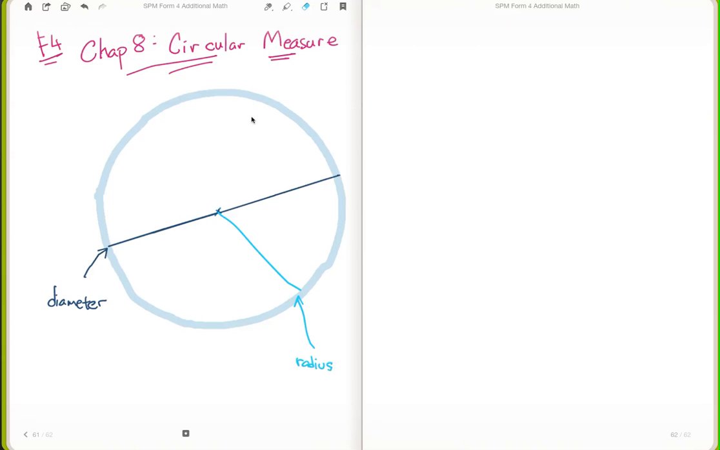Now, to recap what you have learned over some terminologies that we'll be using. In a circle, the length that forms the circle is called radius. And if you have a line drawn that passes through the center, where this is the center, this line is called the diameter, whereby the diameter is simply represented as 2r, 2 times the radius, because there are 2 of them of equal length.